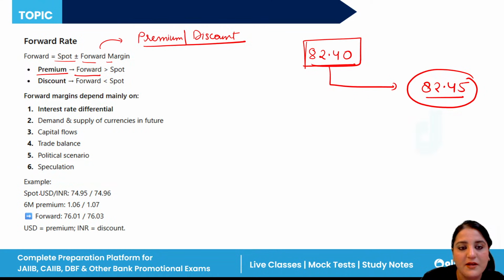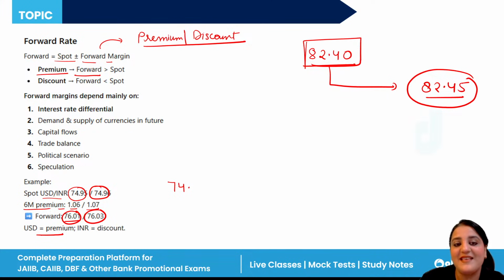Right? So you can see the example here. If the spot price is this, and the 6 month premium is given as 1.06, 1.07, you have to add this to 74.95, and the forward rate is this. So US dollar is at premium but INR is at discount. Right?